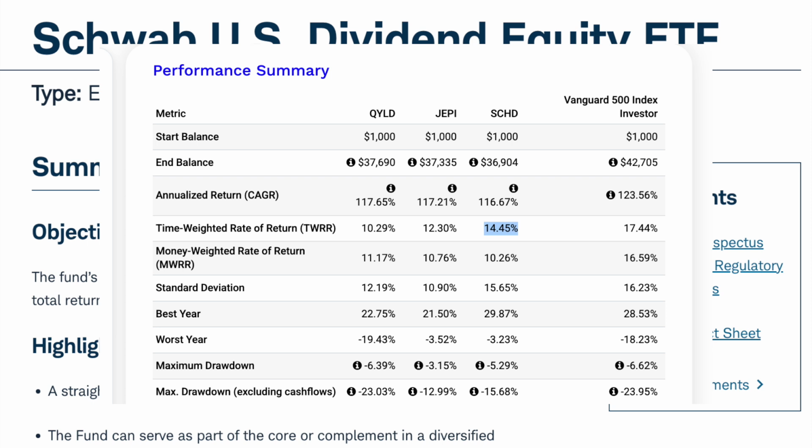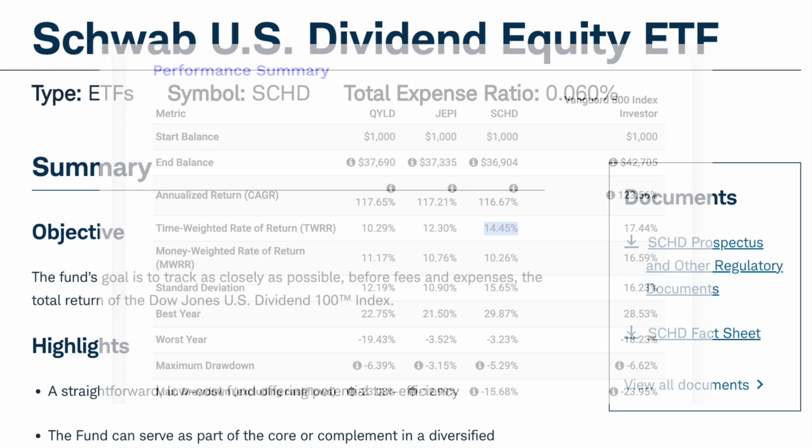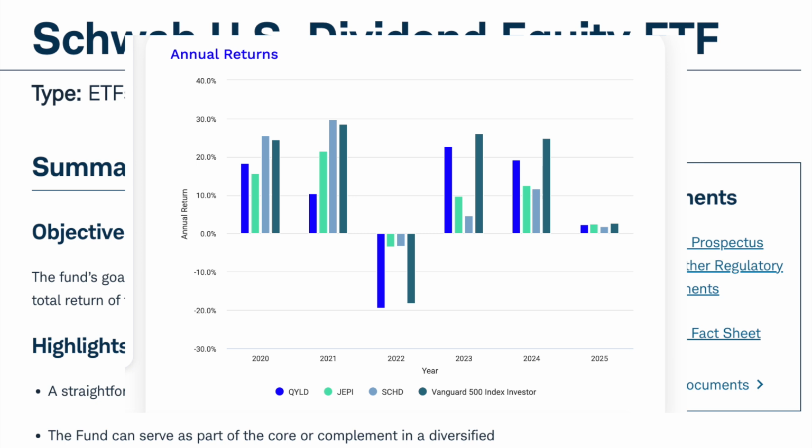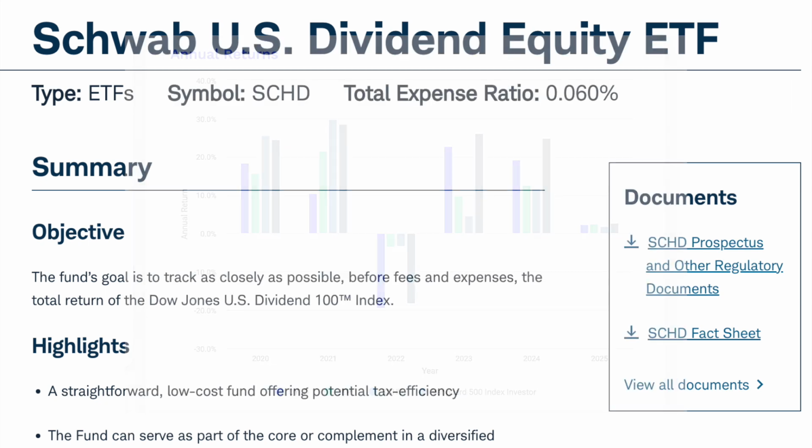SCHD has a CAGR of 14.45% between June 2020 and January 2025, the best among the 3 options we have considered thus far. Its money-weighted rate of return is however the lowest, at just 10.26%. The reason why SCHD has the lowest money-weighted rate of return relative to QYLD and JEPI is due to the lackluster performance in 2023 and 2024.